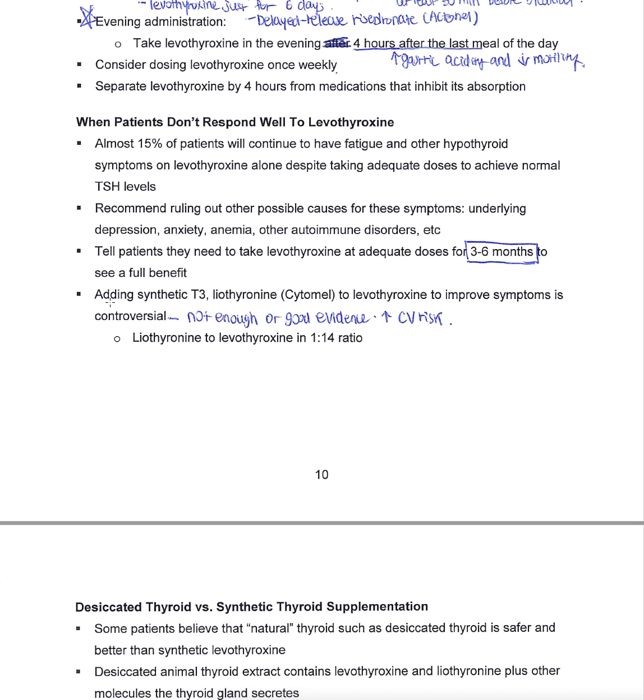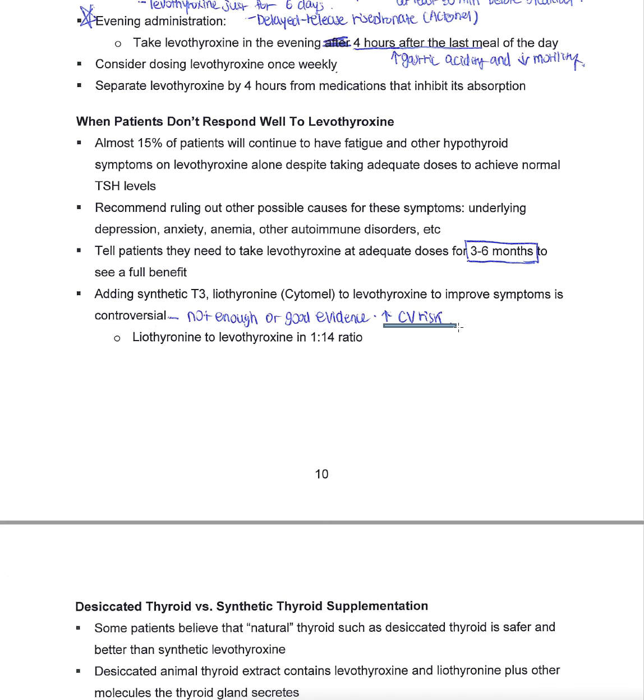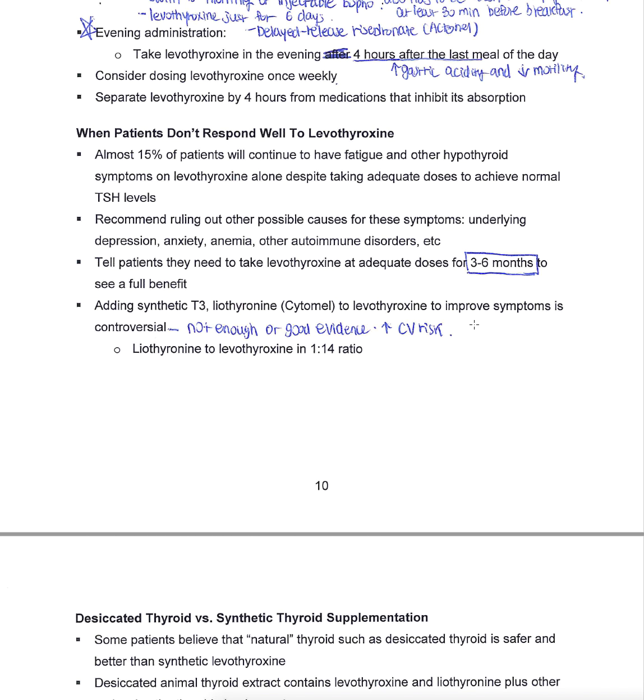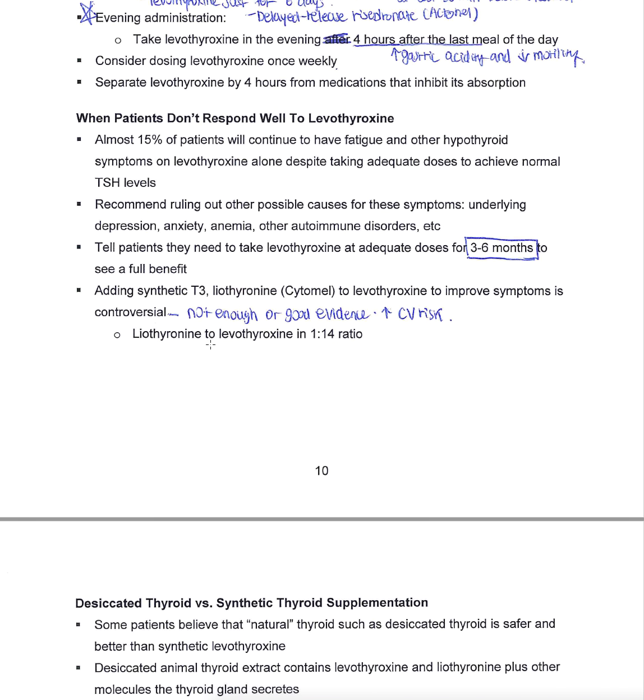So, like I said, adding synthetic T3, liothyronine, to levothyroxine can be an option, but again, it is very controversial, and there is just not enough good data or evidence that this is really beneficial, and it can actually increase CV risk if you end up giving too much T3. So the liothyronine to levothyroxine ratio, if we do this combination therapy, should be 1:14. That's a physiologic ratio our natural human body has.